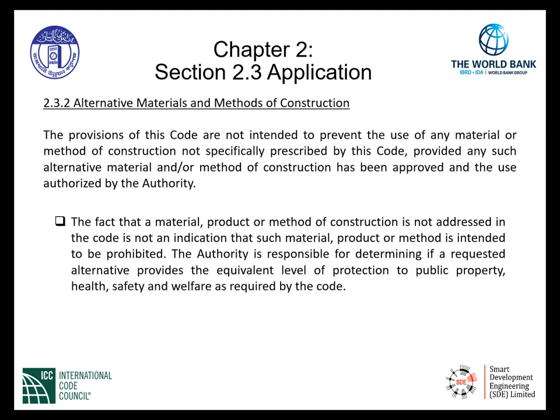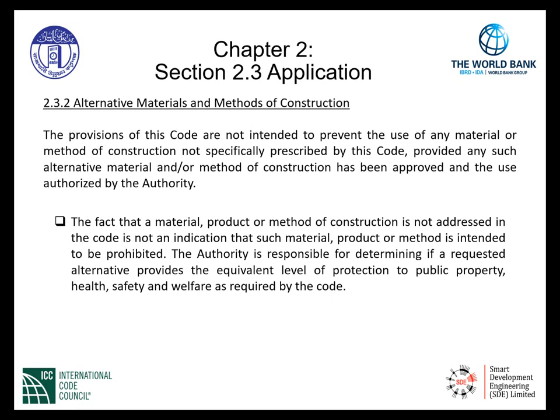Section 2.3.2 contains requirements for alternative materials and methods of construction. The provisions of this code are not intended to prevent any use of any material or method of construction not specifically prescribed by this code, provided any such alternative material and or method of construction has been approved and the use authorized by the authority.